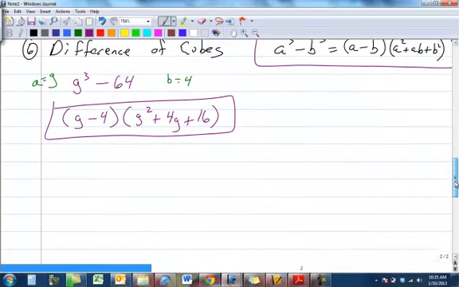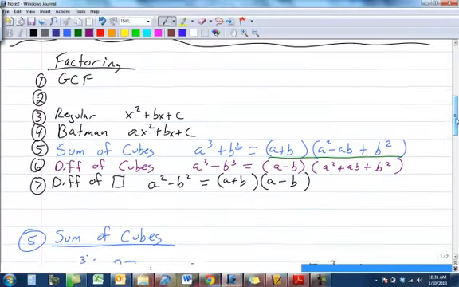All right. So now we have 6 ways of factoring. Let's come to number 2.